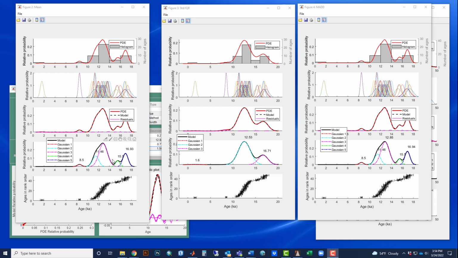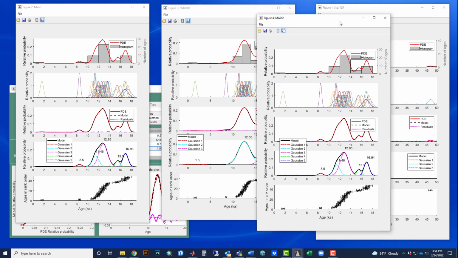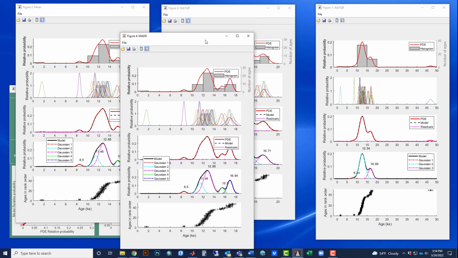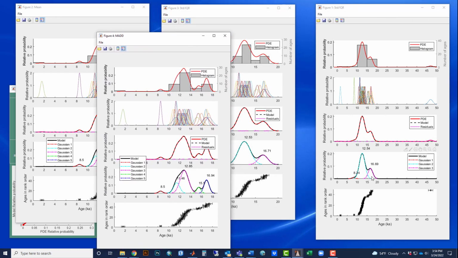And in the mean estimator, we have 12.885, and the standard deviation, it would be 12.53, right? Grabbing this main cluster. And in MAD, it would be 12.85, right? So pretty identical answers between the mean and the MAD. They all separate out the main probability peak. There's not much difference there, 12.53 to 12.85. And if you look at our original fit that solved, it was 12.54, right?